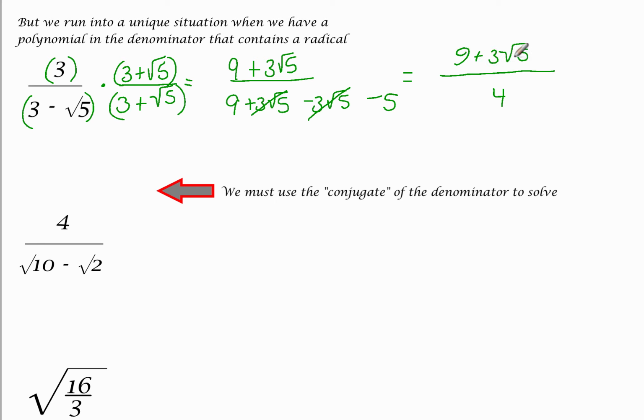I check. I have to see, can 9 and 3 radical 5 be divided by 4? It doesn't go in and make pretty numbers, so we'll leave our answer as such. Or you can break your fraction apart so that we see the real part of the fraction and the irrational part of the fraction. And once again, either answer is correct.